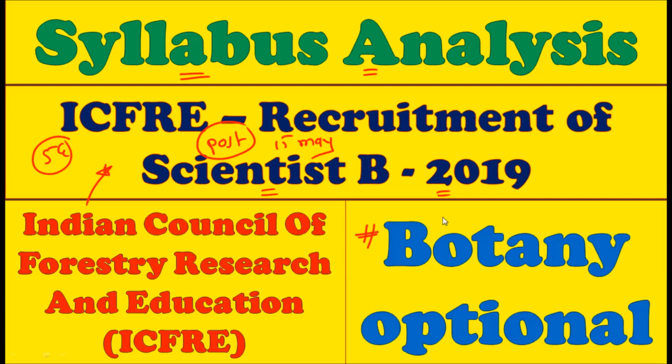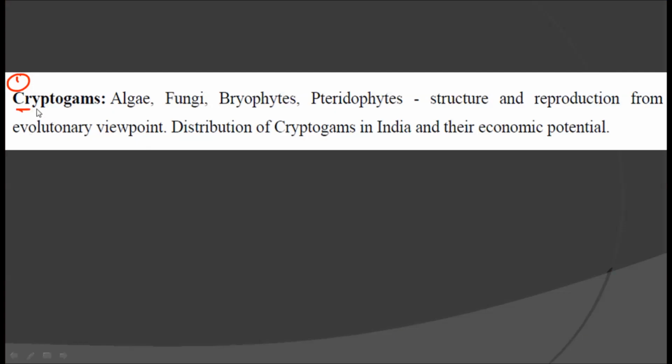Alright. So we are going to focus on the botany syllabus for the Scientist B, and we are going to analyze it in very detail. In all 12 chapters in this syllabus, we are going to analyze these chapters thoroughly so that we can have a clear-cut idea of how to prepare for this particular examination. Alright. So the very first chapter is cryptogams.